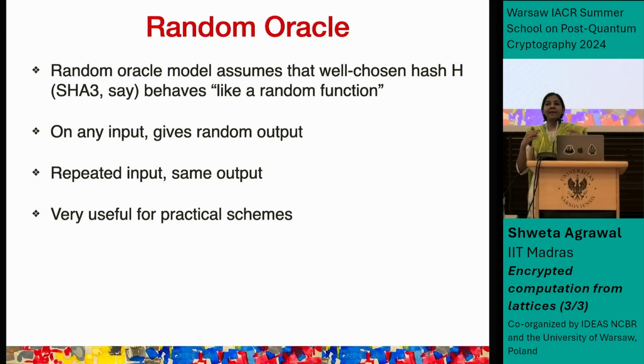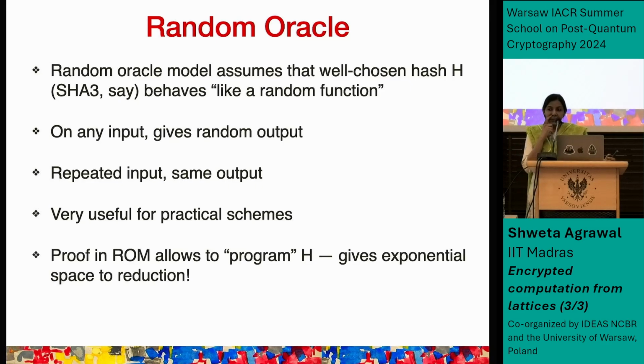So everybody has access to this hash function. If I just say H of ID, H is a public function, so anybody can compute H of ID. This is something which is very useful in practical schemes, and in cryptographic proofs it ends up being very useful, as we'll see. The random oracle model allows us to somehow program this hash function in the proof. So this is something that we'll see in today's proof.